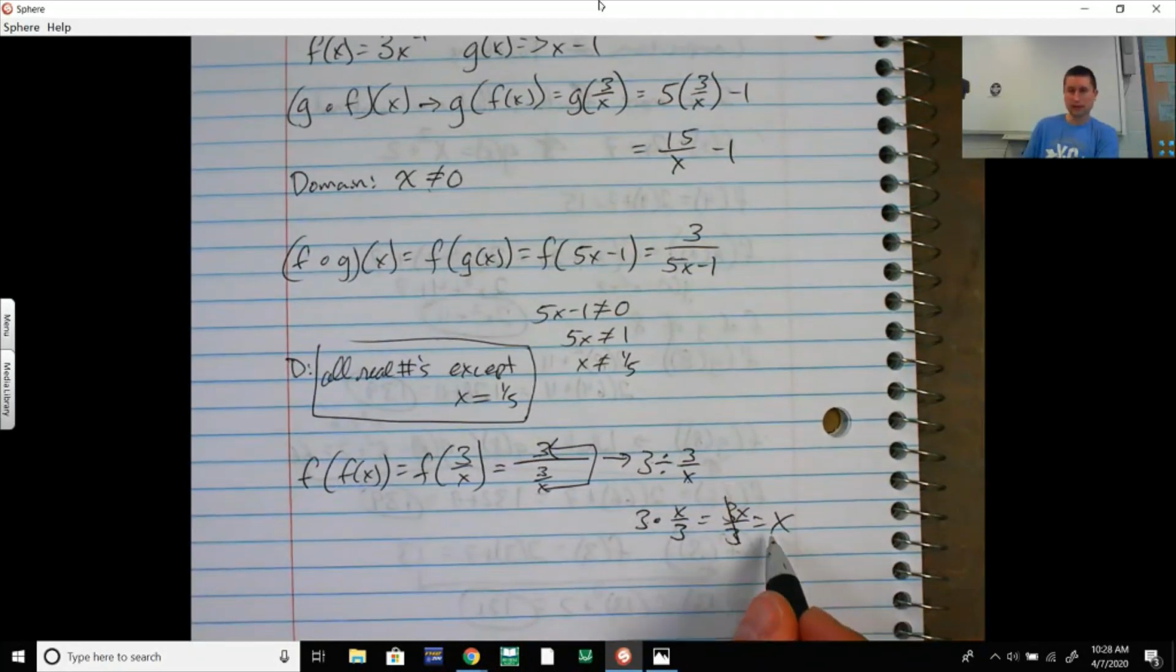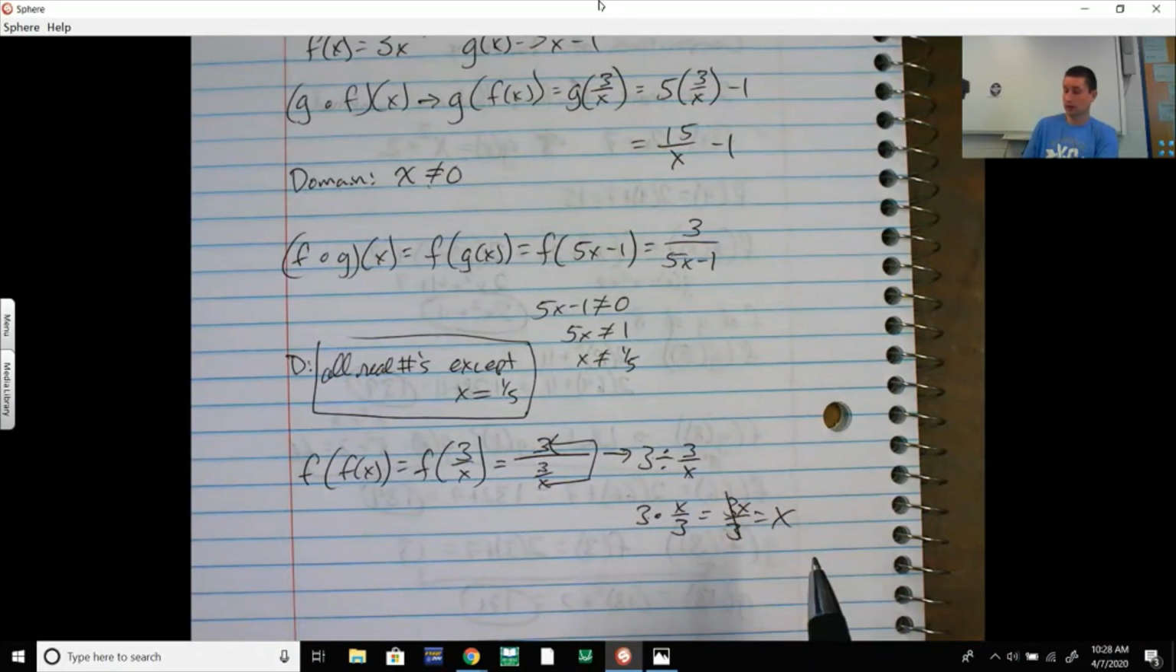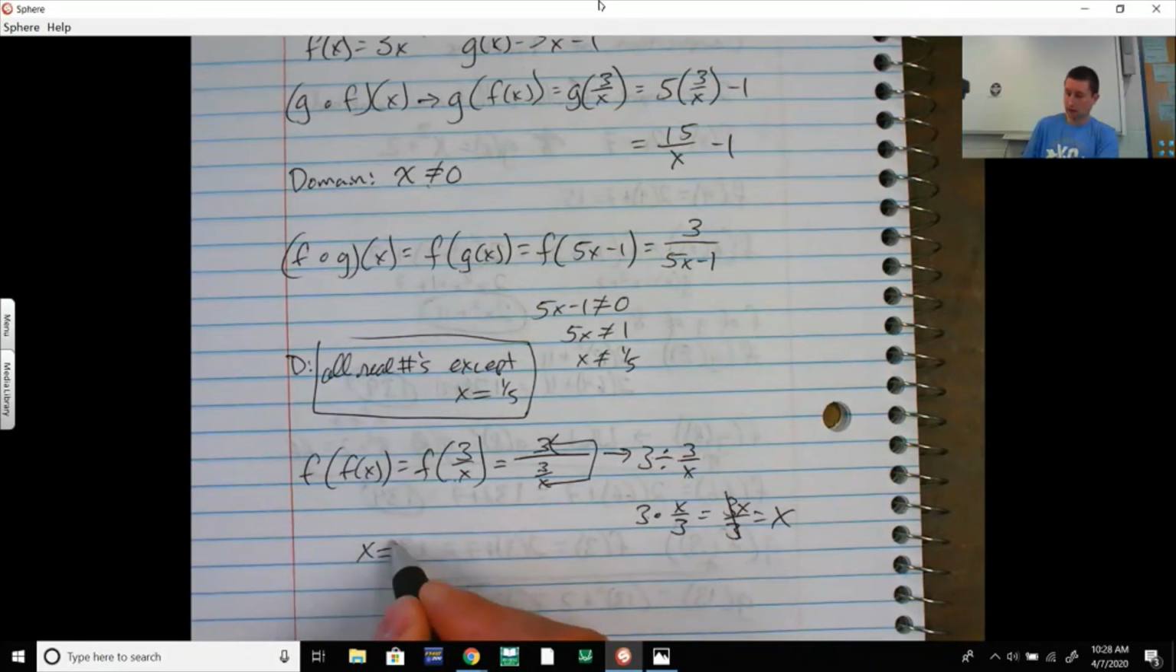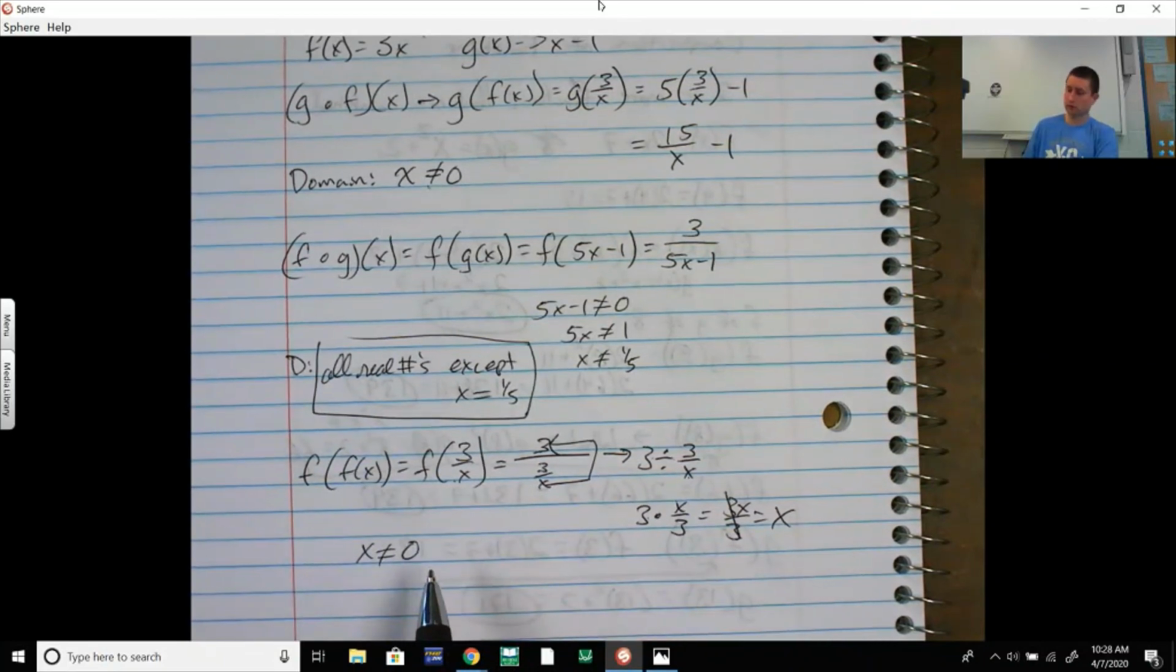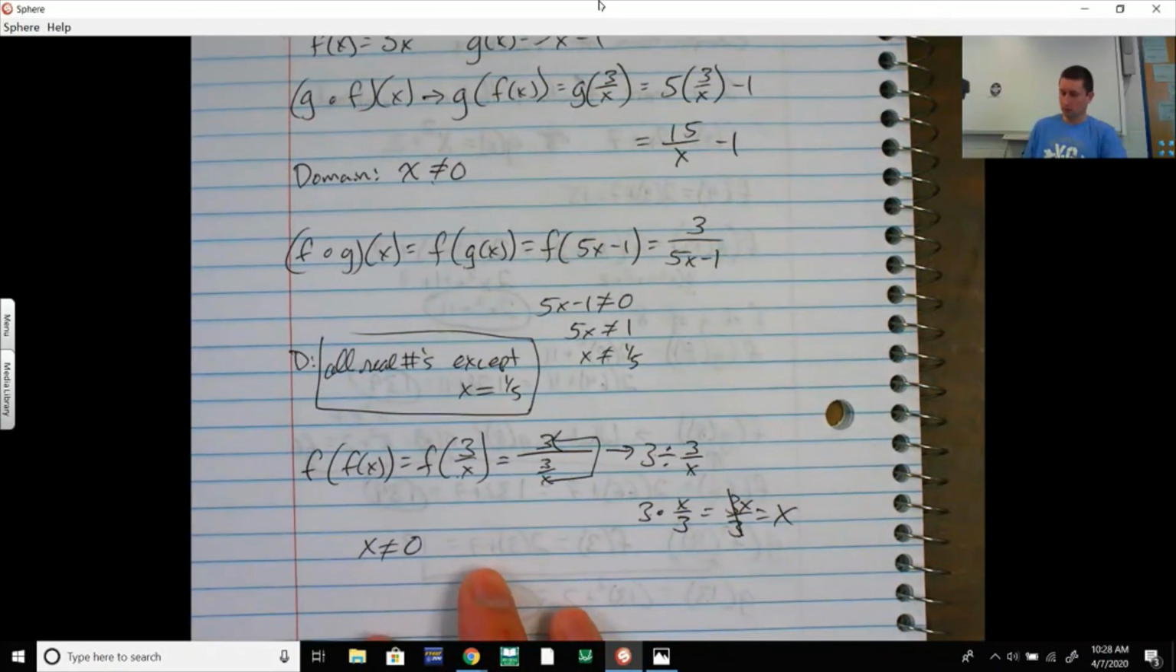Now you may look into that and say, hey, your domain can be all real numbers. But it can't, because go back to the work that you did. On these original functions, remember x cannot equal 0, so that would be part of your domain restrictions there. X cannot equal 0. So that's the quick with the composition of functions. There are several applications to this we won't get into right now.